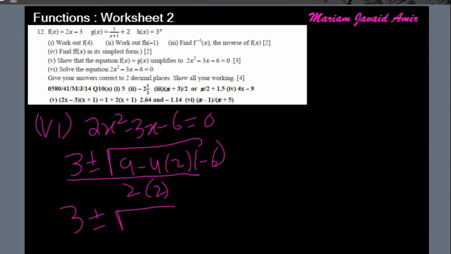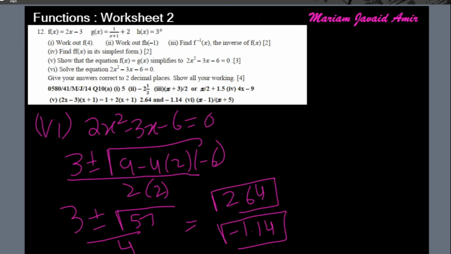9 plus 4 times 2 times 6, get 57 over 4. With the positive sign we will get 2.64, and with the negative sign we are getting 3 minus under root 57 over 4, which is minus 1.14, rounded off. That is the answer. Right.